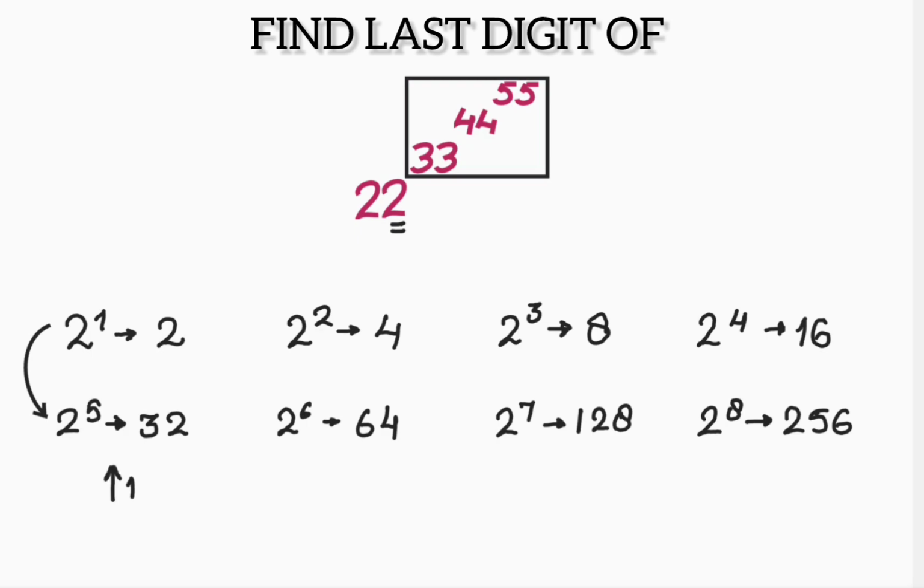If the remainder is 1, the last digit will be 2. If the remainder is 2, the last digit will be 4. If the remainder is 3, the last digit will be 8. And finally, if the remainder is 0, the last digit would be 6.